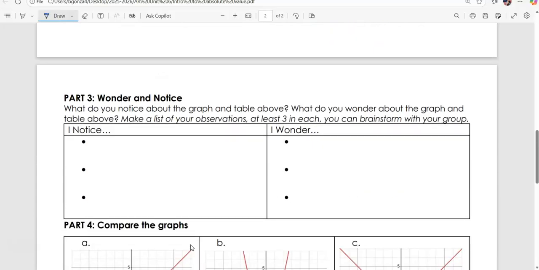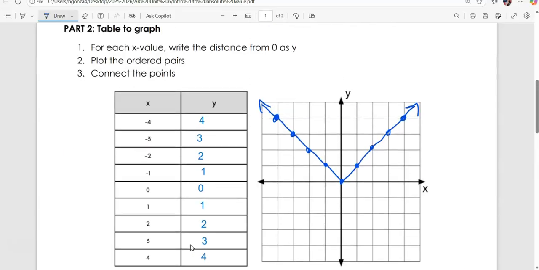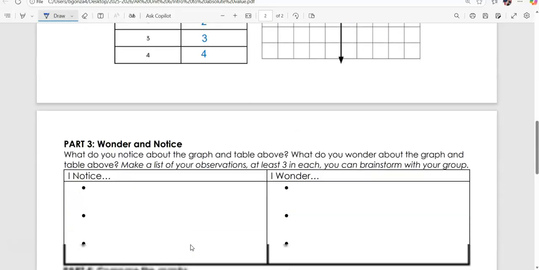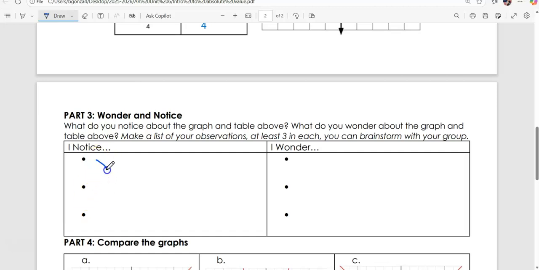All right. What did you notice about the graph? What kind of shape does it make? It's like a V, right? Whoa. It's like a V shape. If it doesn't go below 0, that means all the values are positive. That's something we notice. Only positive. Anything else you notice? Okay. Anything you wonder?